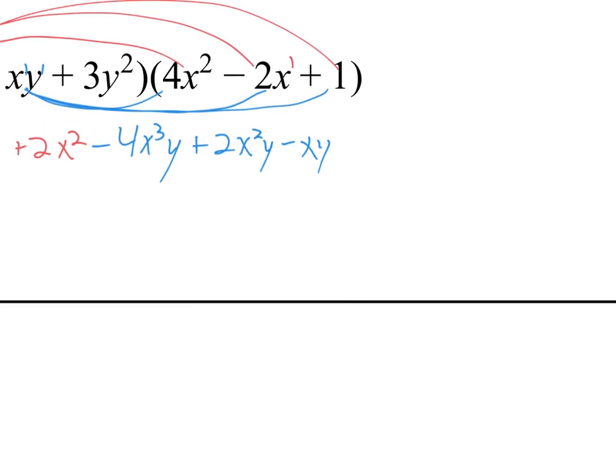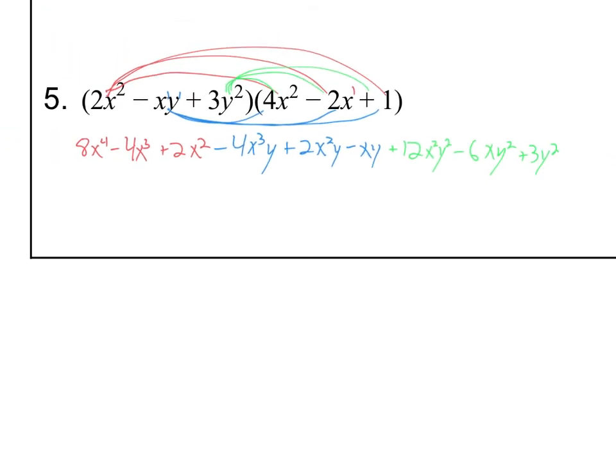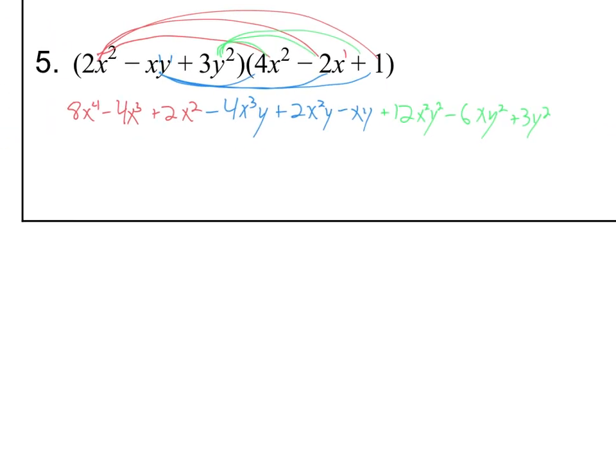Now let's do the same thing with the 3y squared. So I've got 3y squared times 4x squared. So that would be a positive 12x squared y squared. Remember, we like to have those variables alphabetical. 3y squared times negative 2x, that would be a negative 6xy squared. And 3y squared times 1 is plus 3y squared. Gross.